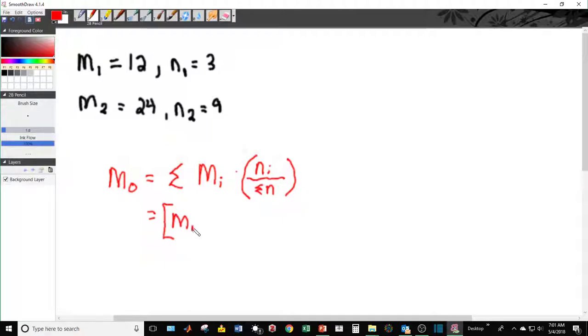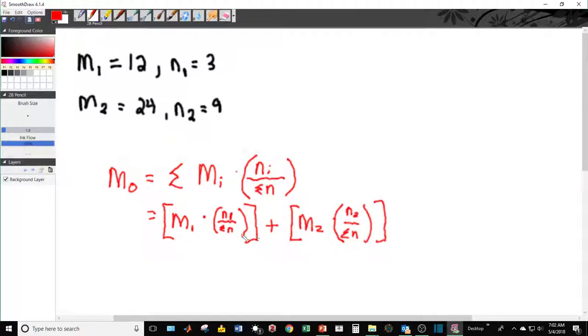So we have M subscript 1 times N subscript 1 divided by the sum of N, in brackets, plus the same thing for group 2: M subscript 2 times N subscript 2 divided by the sum of N, in brackets. And now we've set this problem up so that it's easy to plug in values from up here.